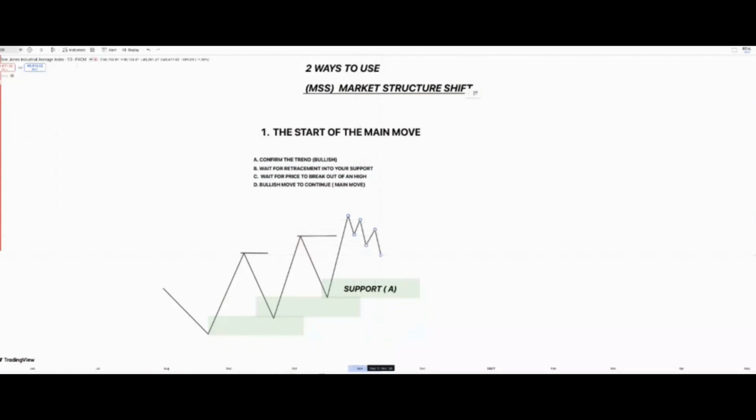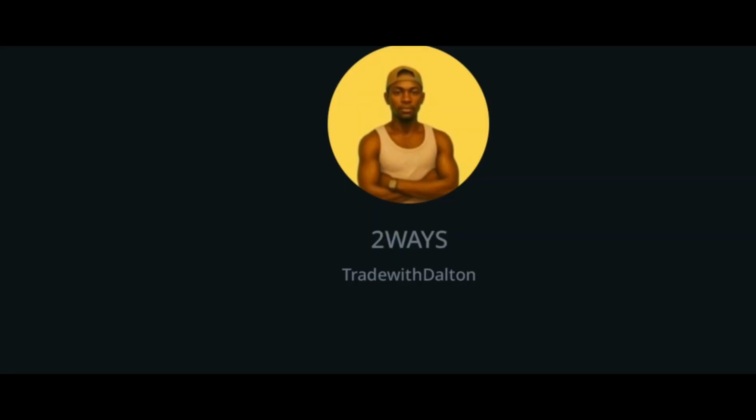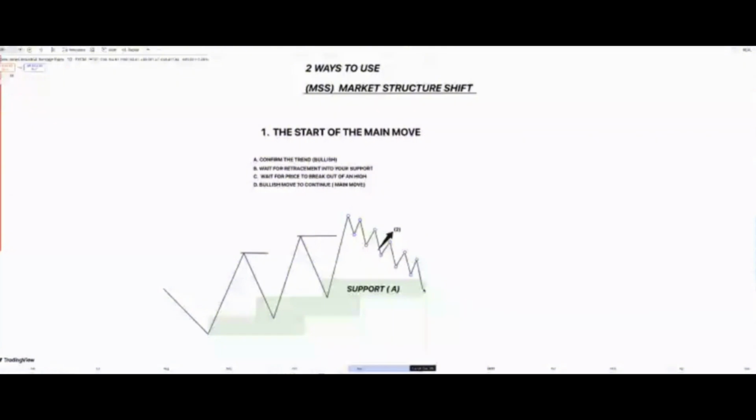This is where patience comes in. You want to wait patiently until it gets to your support area. Now, when it gets to your support area, the retracement is step B. Wait for this retracement into your support. Remember, in an uptrend, we expect the lows to be respected and the highs to be taken out. So this high right here is our target. This is where we expect price to take out.